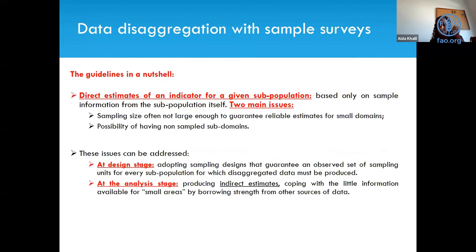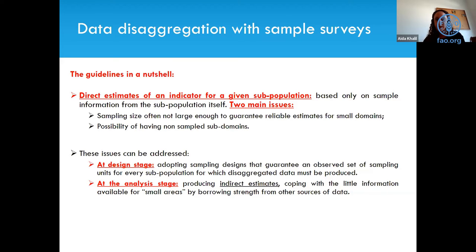So I try to provide the contents of the guidelines with this idea. So we saw which are the two main limitations. The sampling size is not large enough to guarantee reliable estimates for all disaggregation domains, and you may also have not sampled domains. So these two issues can be addressed at two stages, at the design stage, by adopting a sampling design that guarantees a sampling size that is large enough in each disaggregation domain. Of course, the more you enlarge the sampling size, the more the cost of your survey will increase, and this may become not sustainable for any disaggregation domain.